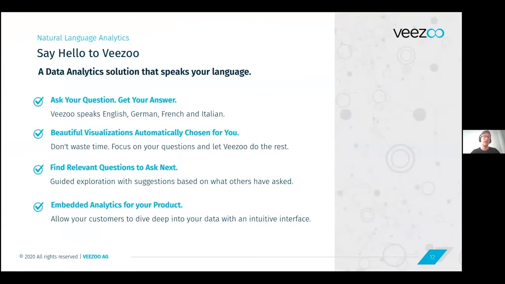It always provides you with a beautiful visualization. We don't want you to be spending time putting this on the x-axis, this on the y-axis. It should just give you the information in the most suitable way. And with guidance, right? So you always see the next question to ask based on what other people have asked. And finally, we are also offering a way for you to embed Veezoo into your own product to allow your customers, your users, to dive deep into your data, right?